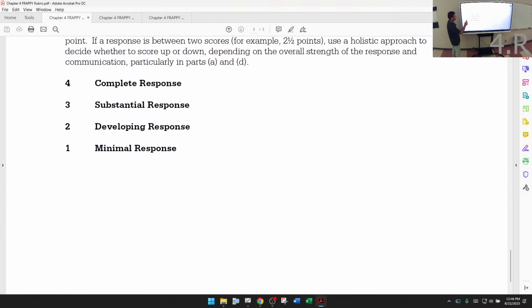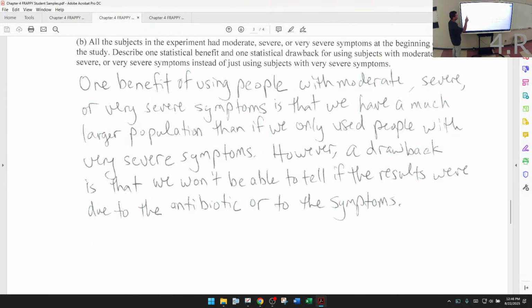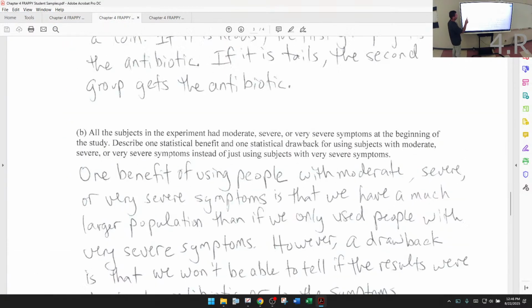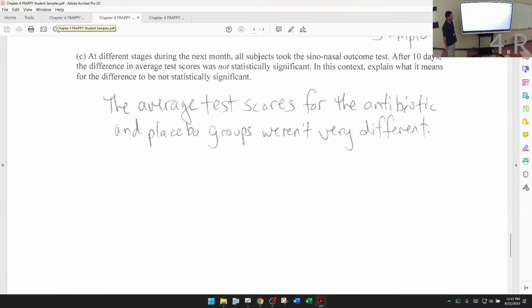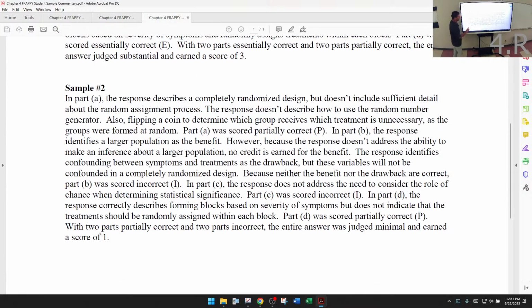All right. Oh, you don't want that. I need this. Let's go ahead and answer this one. This is person 2. The average test scores for the antibiotic and placebo groups weren't very different. That was person 2 in C. In part C, the response does not address the need to consider the role of chance when determining statistical significance. Part C was scored an I. That wasn't enough.